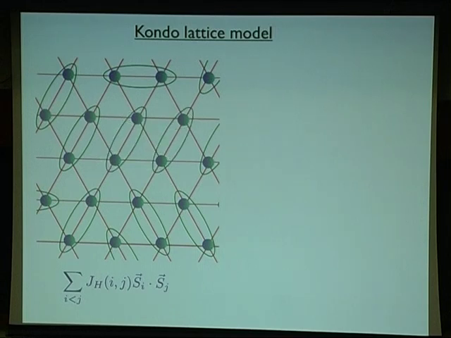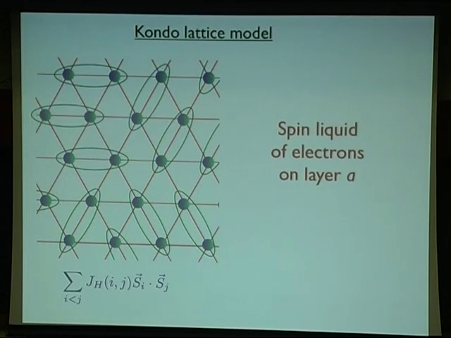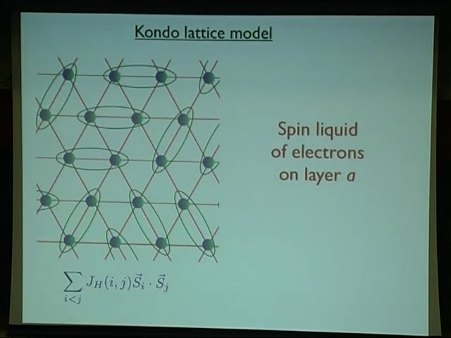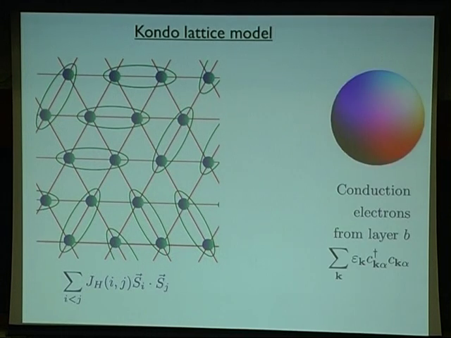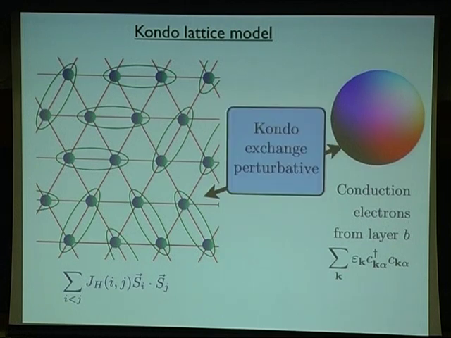So imagine you had some entangled state like this, and I'll take a simple model of this in the later part of my talk. So you get a spin liquid here, where the layer A electrons are just screened out with each other, and then you still have the conduction electrons sitting there. And now if you look at the effect of the Kondo exchange, you find, under RG, it basically doesn't flow. You can look at its estimates order by order.